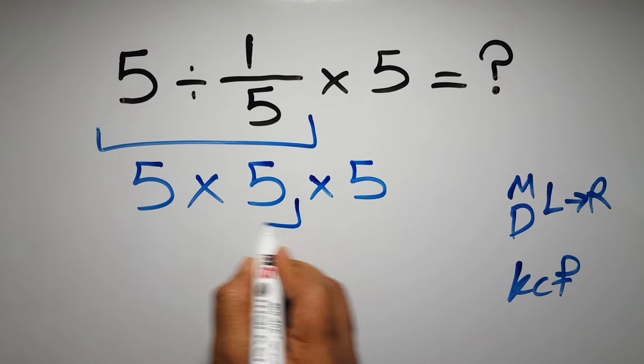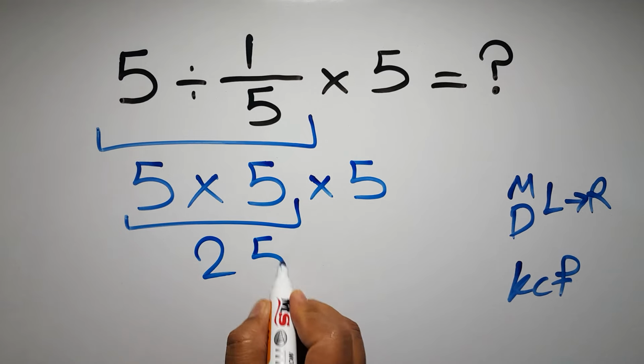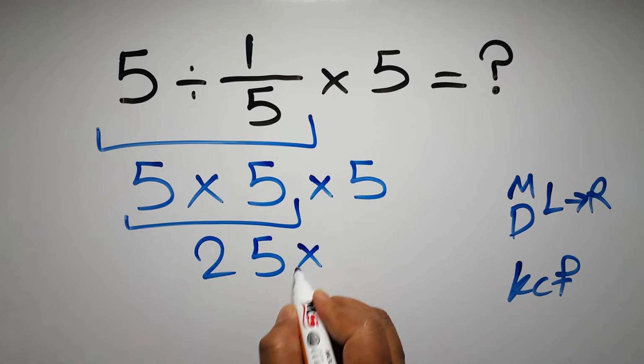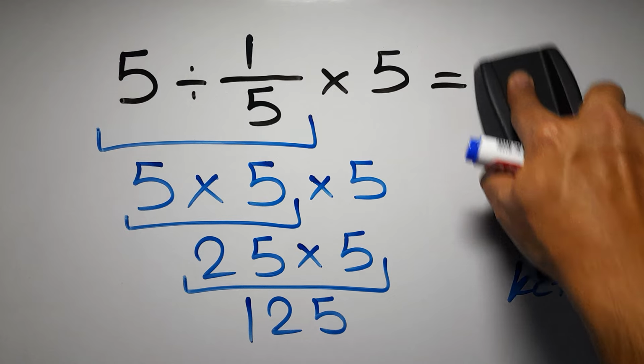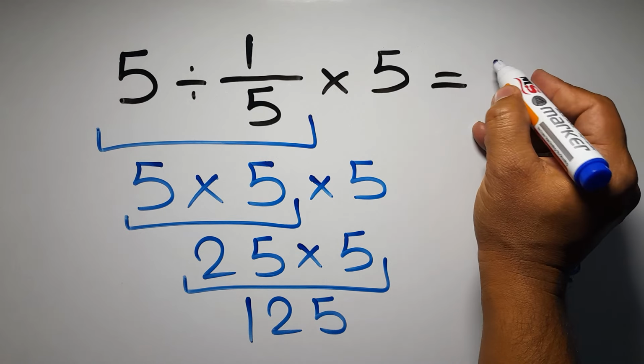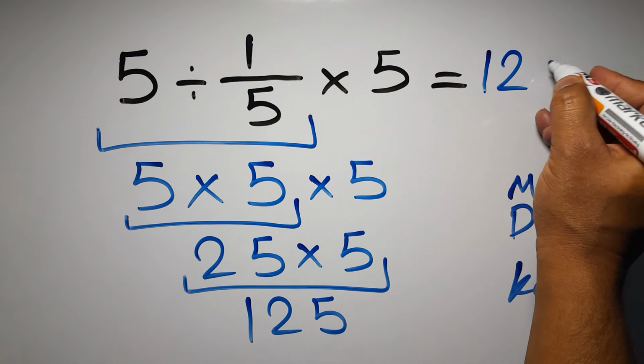5 times 5 is just 25, and 25 times 5 gives us 125. And this is our final answer to this problem. The correct answer is 125.